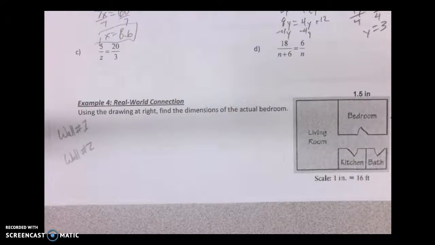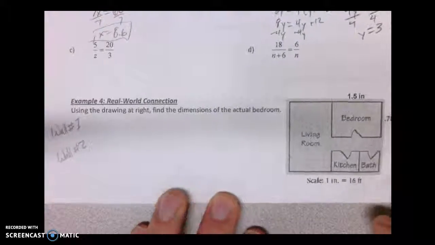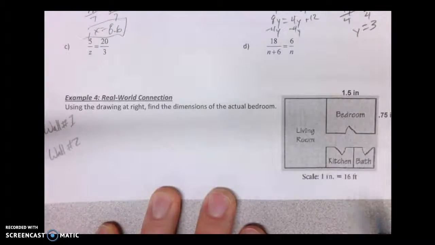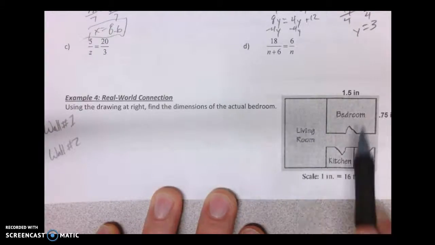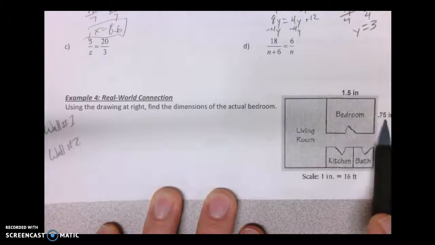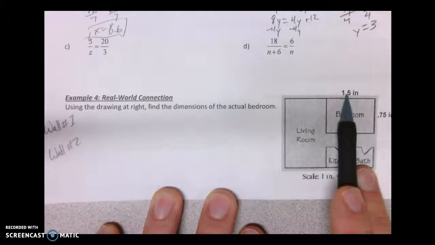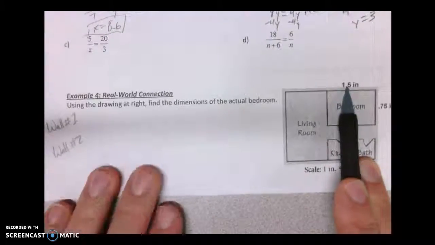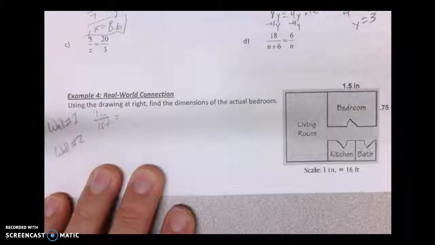Okay, for example number 4, we're going to use what's called a scale factor down here, which says 1 inch equals 16 feet. What that's saying is 1 inch on this drawing is equal to 16 feet in real life. This is the start of our proportion. This is our ratio that we're going to use to figure out these two wall lengths. Now, what trips students up usually is they try to do this all in one. You can only do one length at a time. So when I set up my proportion, I'm going to do 1 inch over 16 feet.